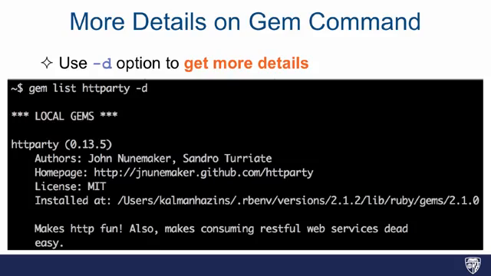Now you could also see more details about a gem by providing the -d option, and in this case it tells you who the authors are, what the license is, and most importantly what the gem does. And it says that it makes HTTP fun, okay, whatever that means. Also makes consuming RESTful web services dead easy. So let's concentrate on this sentence over here. RESTful web services dead easy.